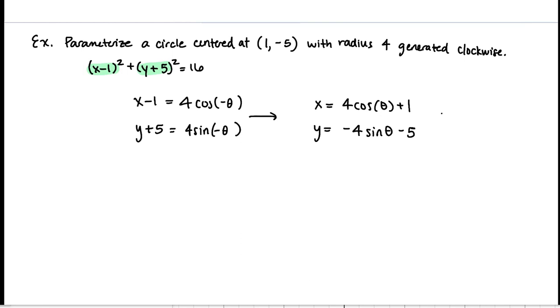Okay, and the last step, make sure that you're telling someone where the parameter is at. The parameter is from 0 to 2 pi. Okay, so if I were looking at this one on a test, this would be the parameterization that I'm looking for.